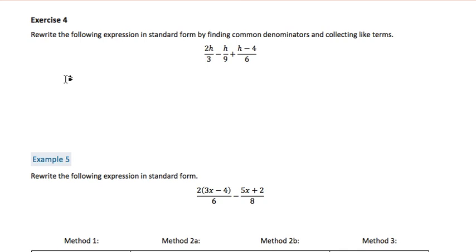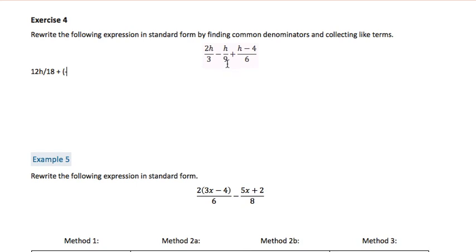We would start off by making common denominators, and our least common denominator would be 18. So if we multiply 3 times 6 to get 18, we have to multiply 2h times 6, which would give us 12h over 18. Change this to addition, and the number after it will have its opposite sign.